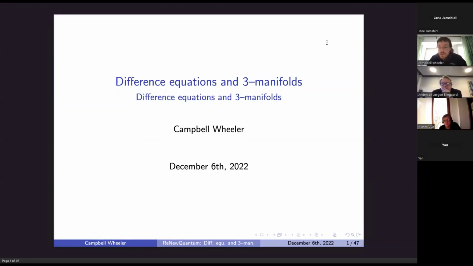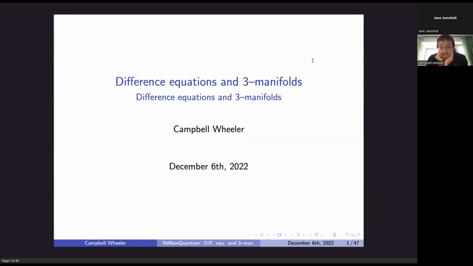Today I'm going to talk about difference equations and three manifolds, and how solving certain difference equations associated to three manifolds seems to give rise to matrices of invariants. Although we don't have definitions for these invariants, it seems like something like this should exist. So I'll give you some structures that these matrices compute and hopefully motivate a reason that we should look for a definition of these in some way.